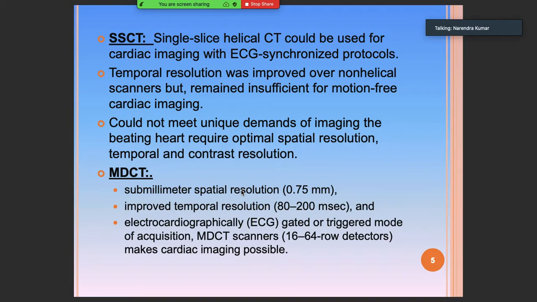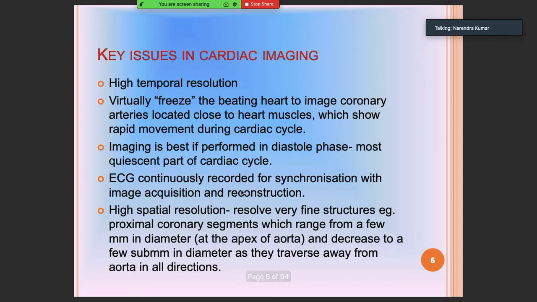Okay, multiple slice, as I said. I remember it was initially 16 slice CT, then improved to 32, 64, 128, and even 256 slice CTs are available. So they tend to have better spatial resolution, temporal resolution also improves, and yes, we can have much better imaging of the heart, in fact.